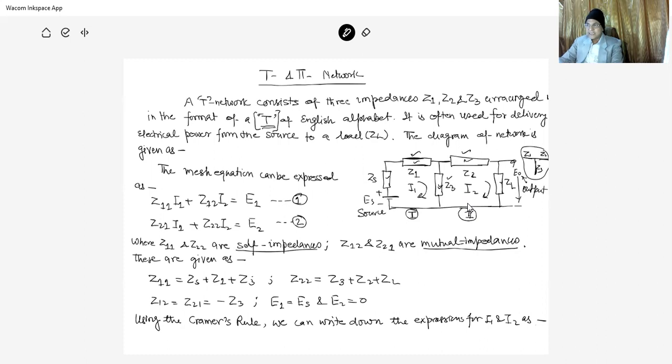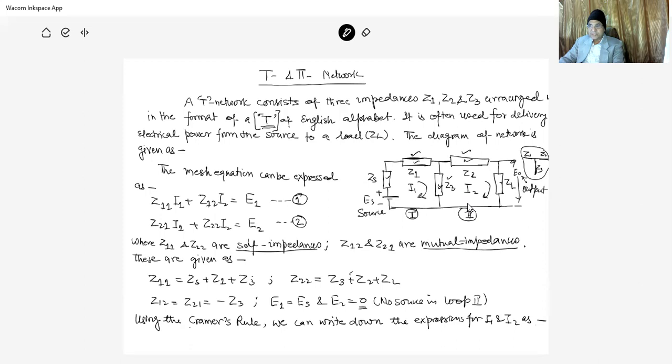Z11 is ZS plus Z1 plus Z3. Z22 is Z3 plus Z2 plus ZL. And Z12, Z21 is minus Z3. And E1 is ES, that is the source applied, and E2 is equal to 0 because there is no source in loop 2. In loop 2, there is no source, and that's why this value E2 is equal to 0.